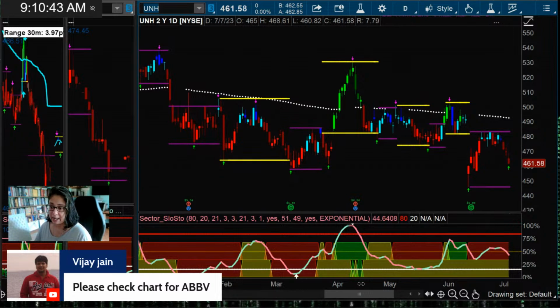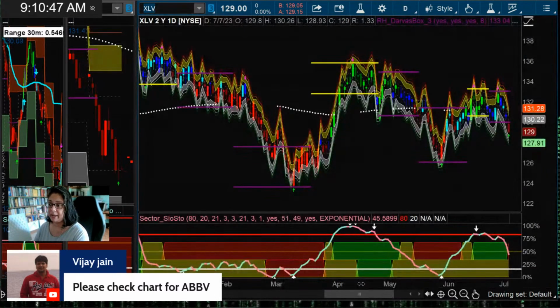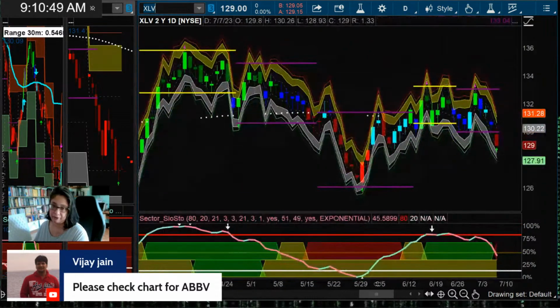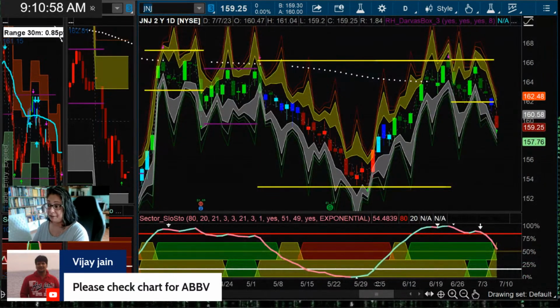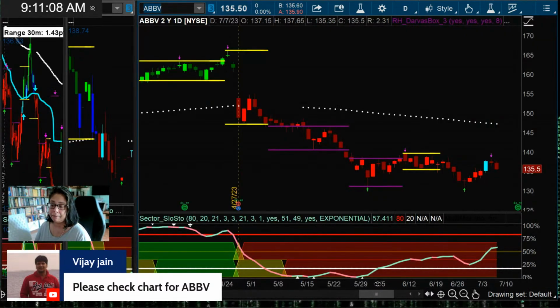UNH is a perfect example. Until UNH can start moving higher, it will be very difficult for XLV to start moving higher, because UNH is the number one weighted stock in XLV, followed by J&J. If J&J is moving lower and UNH is moving lower, it is darn near impossible for XLV to stage a prolonged rally, right? So that's where AbbVie is going to struggle in light of that, and it is in a downtrend.